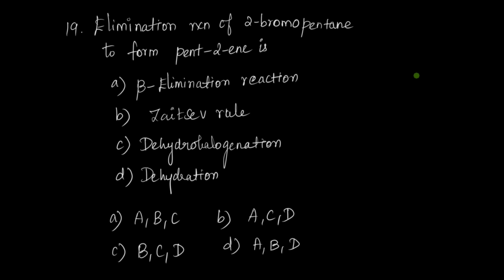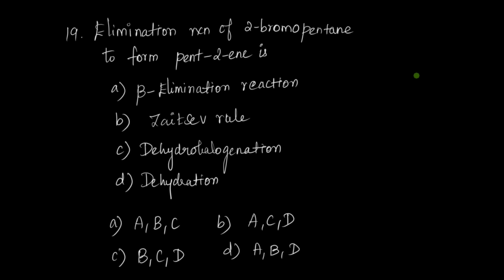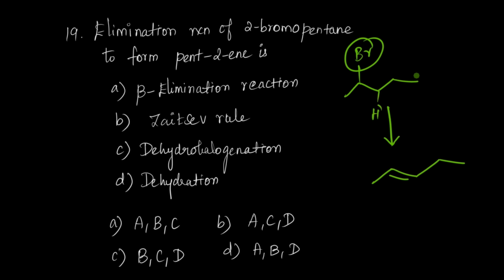Elimination of 2-bromopentane to form pent-2-ene, what type of reaction is that? 2-bromopentane, carbons 1, 2, 3, 4, 5, which is giving us 2-pentene. What had happened over there? Bromine and one of those hydrogens got lost, got eliminated. So is this the beta elimination? Yes, this is beta elimination.